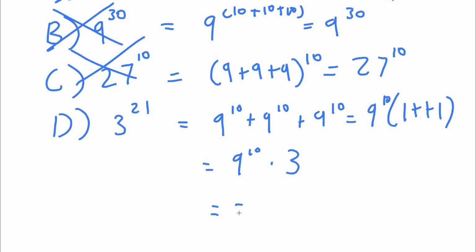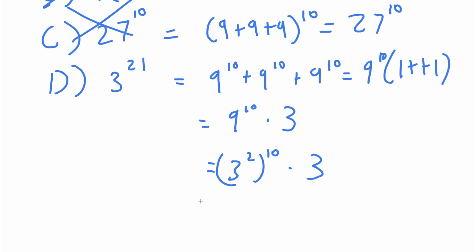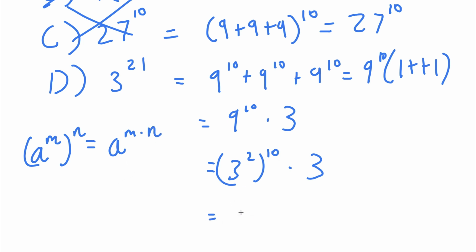Now, 9, that's the same thing as 3 to the power of 2, so I have 3 to the power of 2 to the power of 10 times 3. Now, if I have something in the form a to the power of m to the power of n, this is equal to a to the power of m times n. So 3 to the power of 2 to the power of 10, that's going to equal 3 to the power of 20. And I have this times 3 to the power of 1.